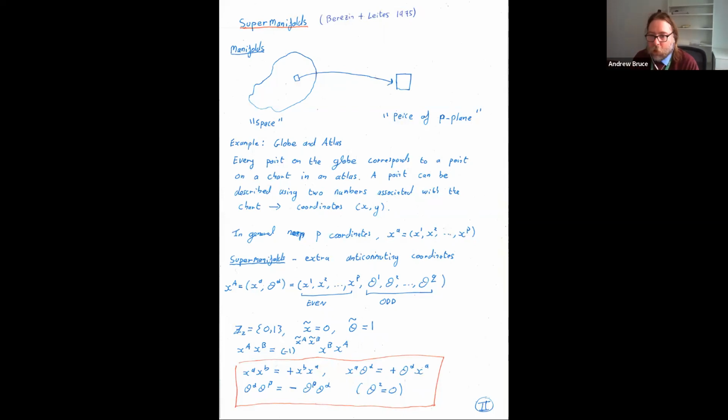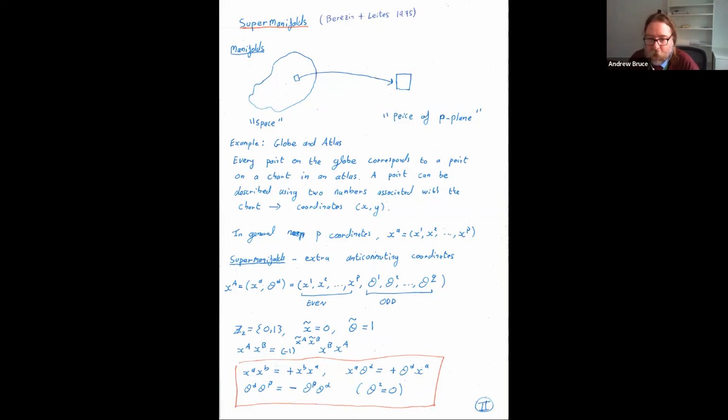Again, always keep in mind this globe and this atlas as the standard example that you know and love. So a manifold is something like a globe, just needing more numbers to describe each point. So what is a supermanifold?